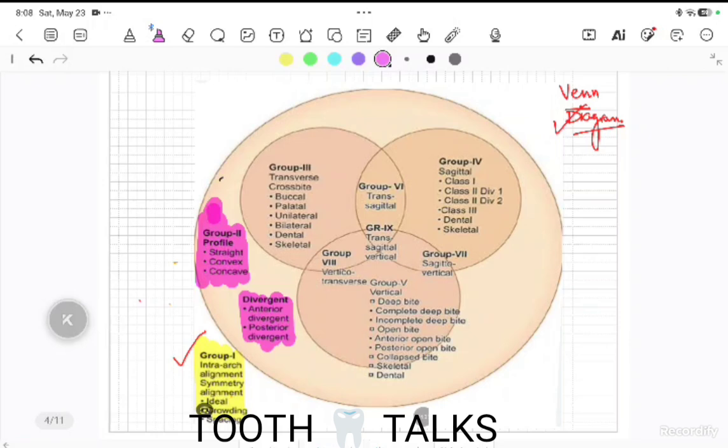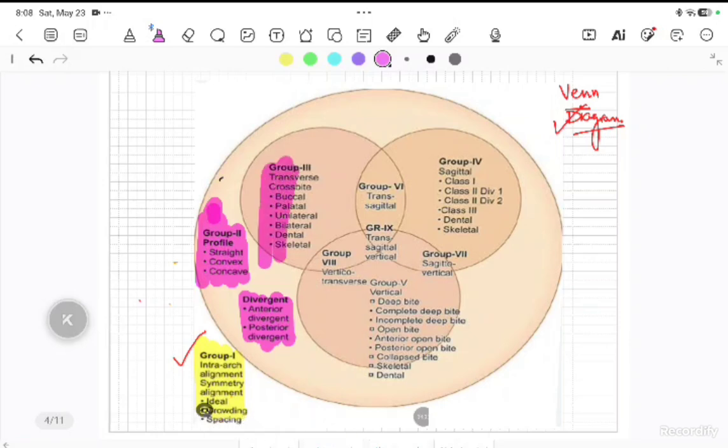Okay, so now group 2 is profile and divergence. Group 3 is the transverse malocclusion. So the malocclusion in the transverse direction in the patient, that you have to check. Some of you students don't know what transverse is, so I'll explain.